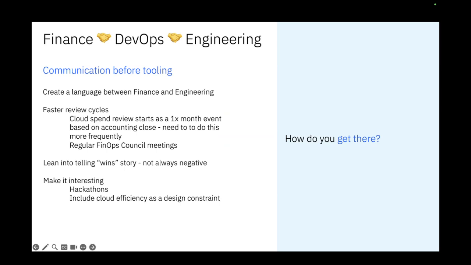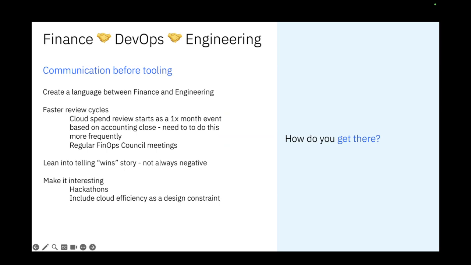I think that you need to create a language, right? There should be a shared lexicon between these three teams, and you should have the ability to do regular and rapid reviews of your cloud spend. Start it as a once a month event. Try and move that to a bi-monthly event if it's possible. Time that around the times that accounting closes the books on a monthly basis. And you may need to do that in advance of those books closing, or do that right before and right after. But having a regular FinOps council meeting of sorts within your organization is a cornerstone of this.